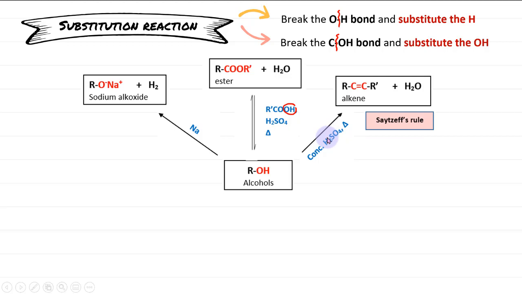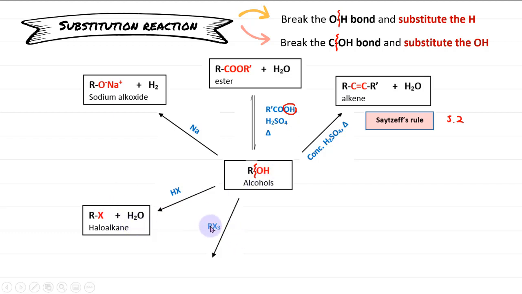For this dehydration process, we're going to apply Saytzeff's rule. You can revise this back in chapter 5.2. Next, we have another type of substitution in which the alcohol reacts with HX. This halogen X is going to substitute the OH group. For these reactions, we are breaking the C-OH bond and then replacing or substituting the OH group. So we are going to form a haloalkane. X replaces OH, and there is a side product of H2O.